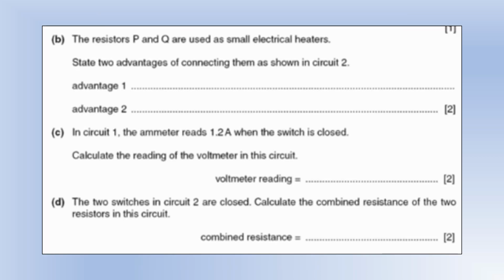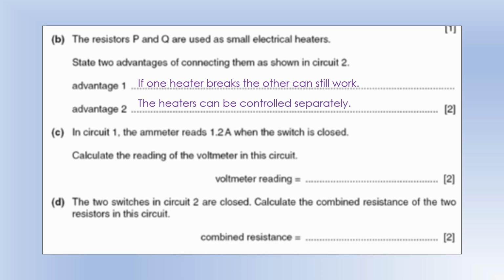So resistors P and Q are used as small electrical heaters. State 2 advantages of connecting them like they are in circuit 2. So in parallel, if one heater breaks, the other can still work. That could be useful. The heaters can be controlled separately with separate switches. That could be useful. And actually, in parallel, they're going to run at higher power because each heater has a higher potential difference across it and a higher current going through it than compared to them in series.